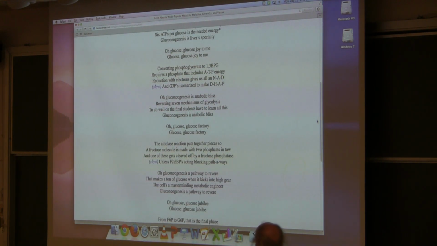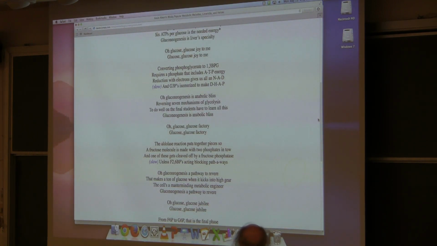Converting phosphoglycerate to 1,3-BPG requires a phosphate that includes ATP energy. Reduction with electrons gives us all an NAD, and G3Ps isomerize to make DHAP. Oh, gluconeogenesis is anabolic bliss, reversing 7 mechanisms of glycolysis. To do well on the final, students have to learn all this. Gluconeogenesis is anabolic bliss. Oh, glucose factory, glucose factory.